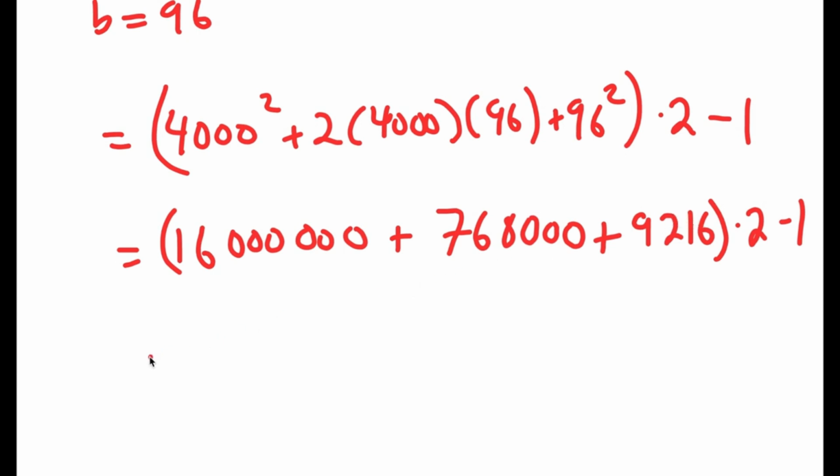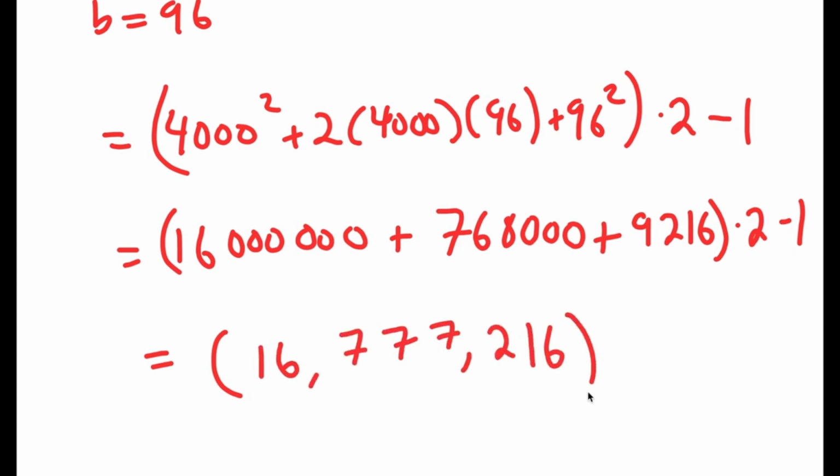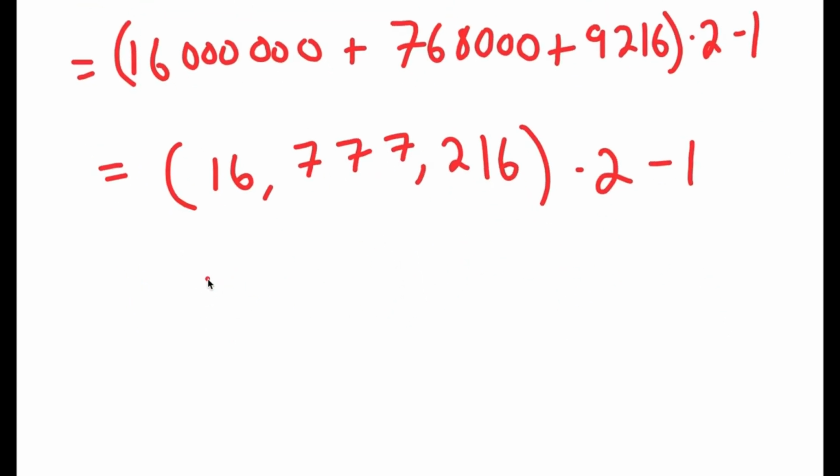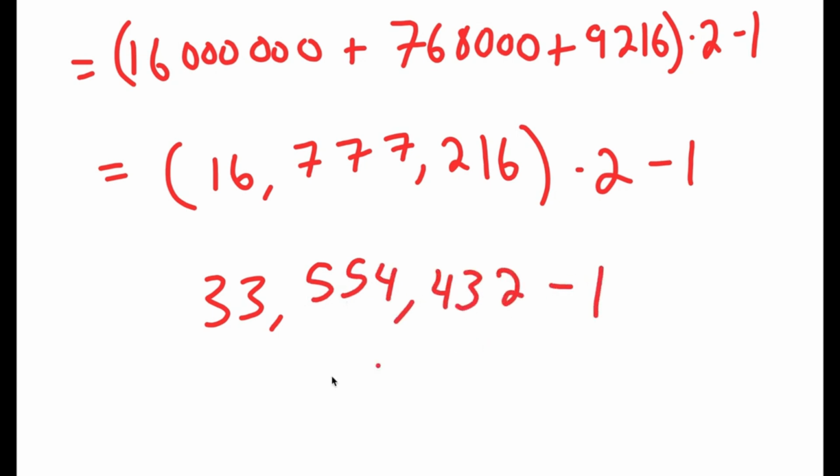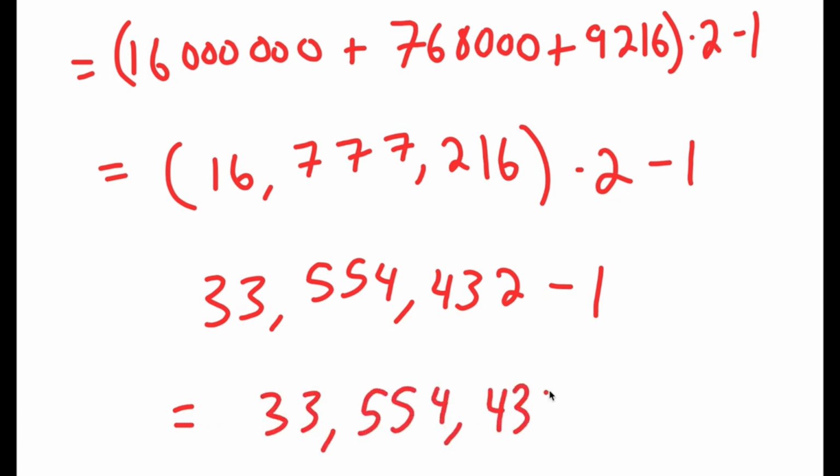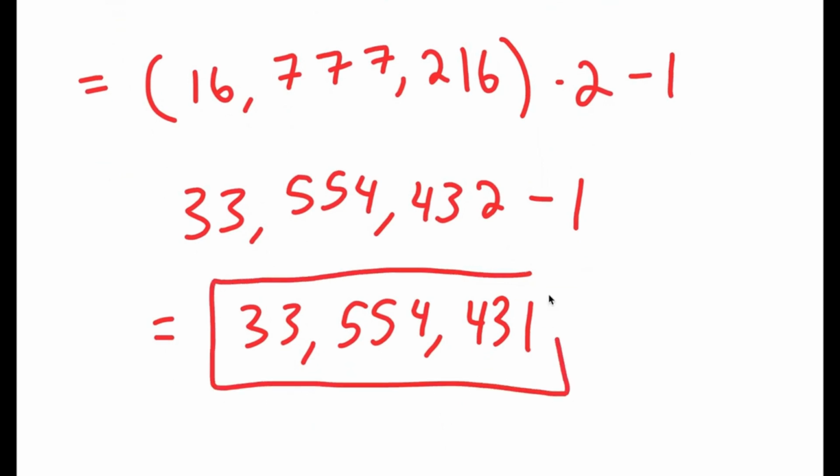So now I'm going to add all these up. So if I add all of these up in the parentheses, I get 16,777,216. So now I have this times 2 minus 1. So if I multiply this by 2, I get 33,554,432. And I have this minus 1, which is equal to 33,554,431. So this is my answer to this problem.